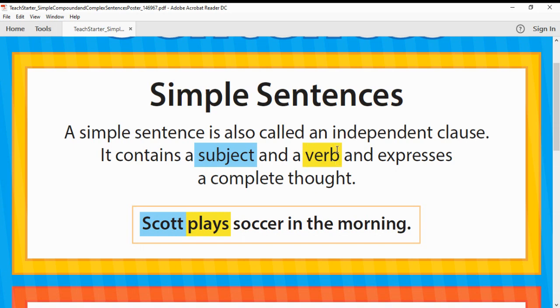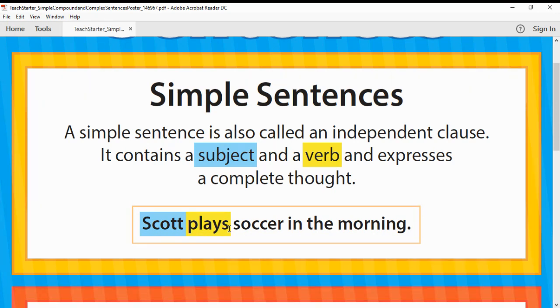Then a sentence, besides having a subject, it must also include a verb. That means a doing word, remember? So an action word, a doing word. And that is what the subject is doing. So if we look down here, what is Scott doing? If you said Scott is playing or plays, you are absolutely right. Scott plays. Well, yeah, that's true.